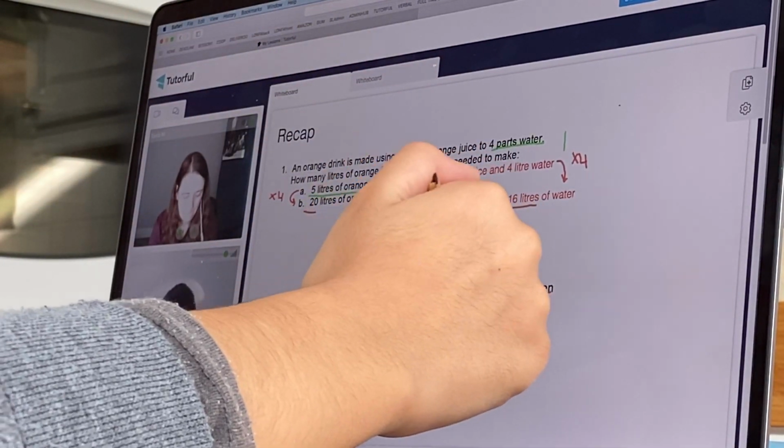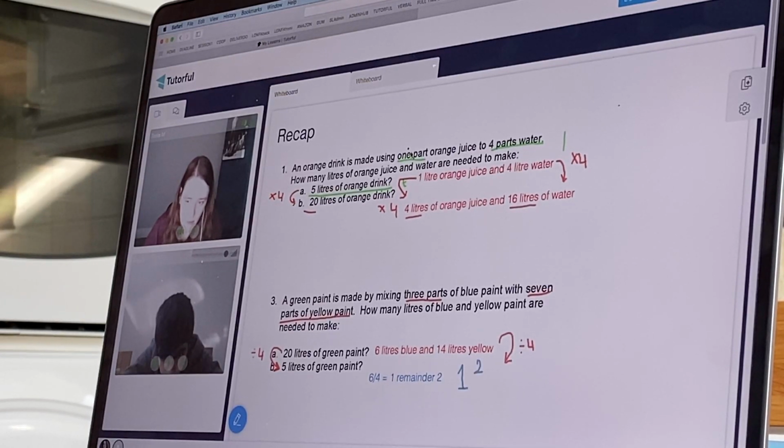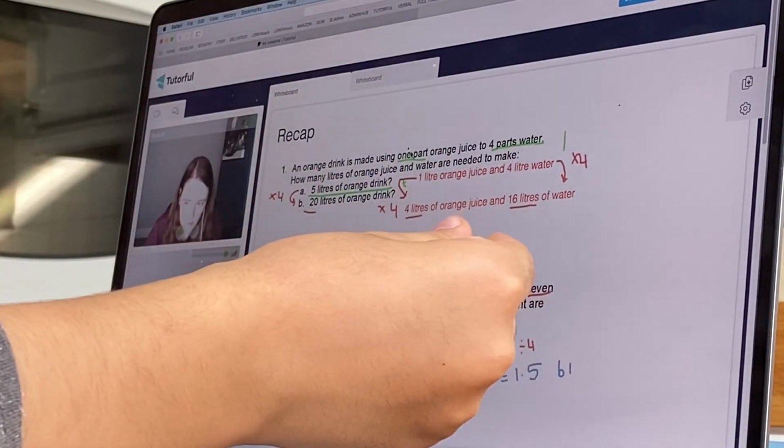We divide 6 by 4. 6 divided by 4 gives us 1, remainder 2. 1 remainder 2, which in a fraction is the same as 1 and 2 over 4. Which is the same as 1.5. Yeah, 1.5 blue. And then we need to do the 14 now.